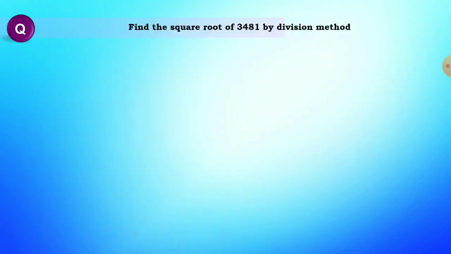Now let's try how to find the square root of 3481 by division method. So students, we will recollect the steps we learned just now. What is the first step? First we will write it this way. We will write inside 3481. Next, we have to pair the digits from right to left. So here tell me what would be the pairing? Yes, 81 would be one pair and 34 would be another pair.